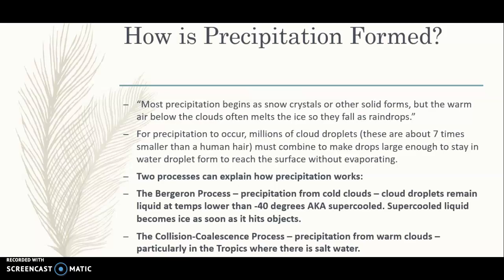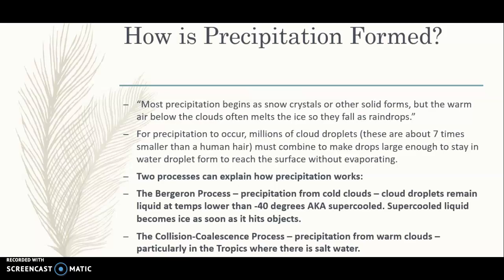So from that statement, we can tell that cloud droplets are super tiny. Millions and millions of them must combine to make a water droplet that is big enough to reach the surface without evaporating. Two processes can explain how precipitation works.